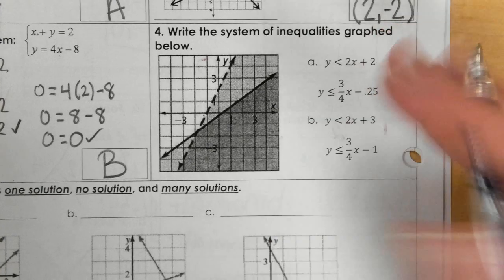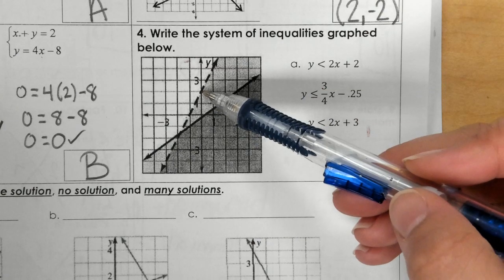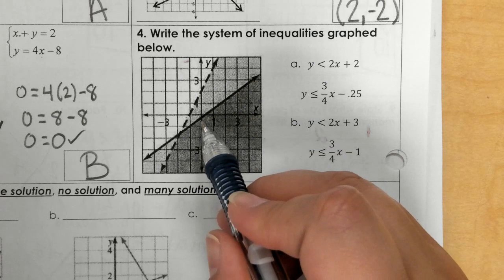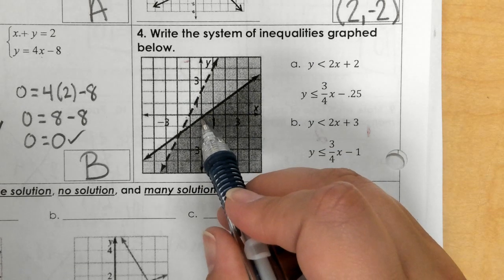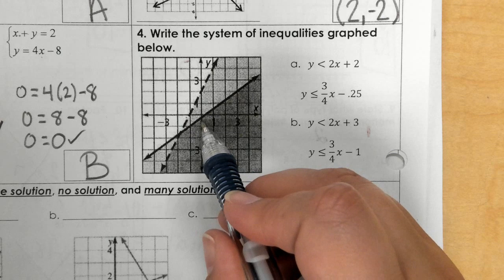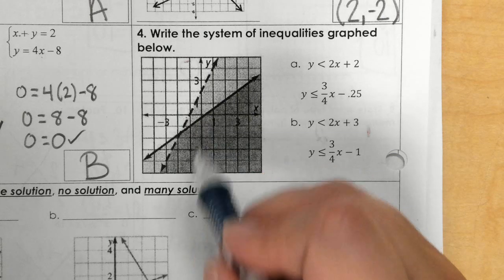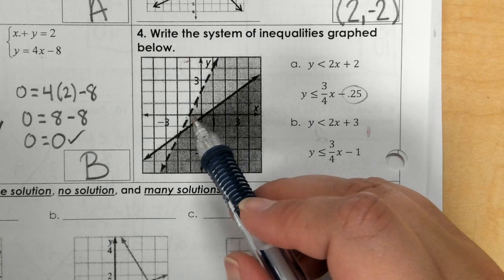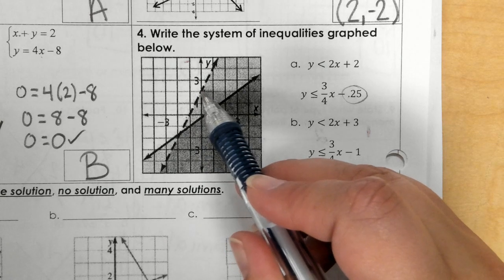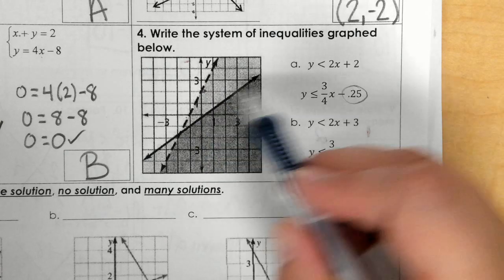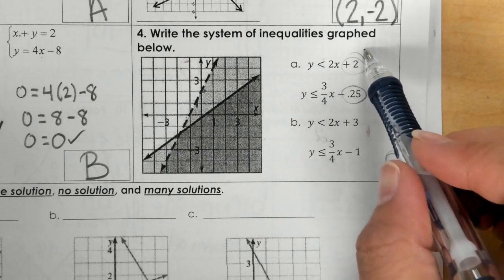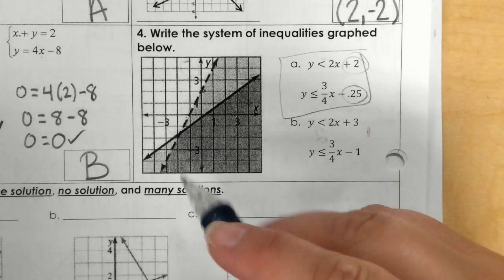For number 4, we look to see our intercepts here. Like this one right here is about negative 0.25. I didn't go down quite half. I went about a fourth down. So that looks like that one. And then this line crosses at positive 2, because that's 3. So there's positive 2. And it's the only one that has that, so it has to be A.